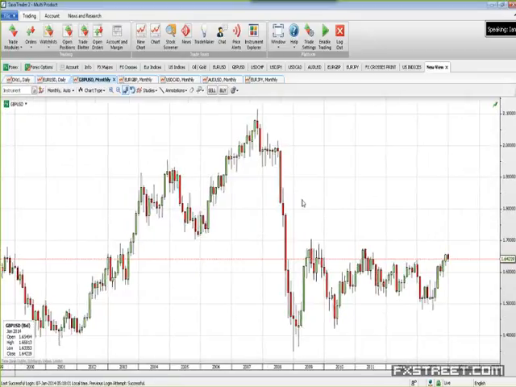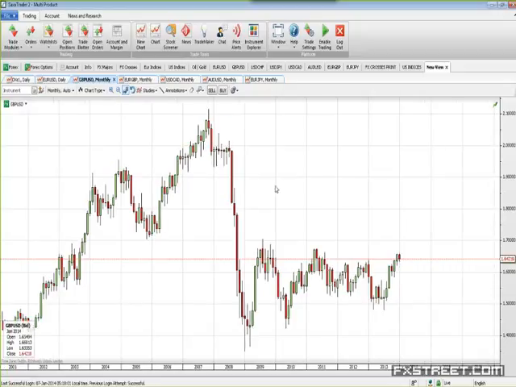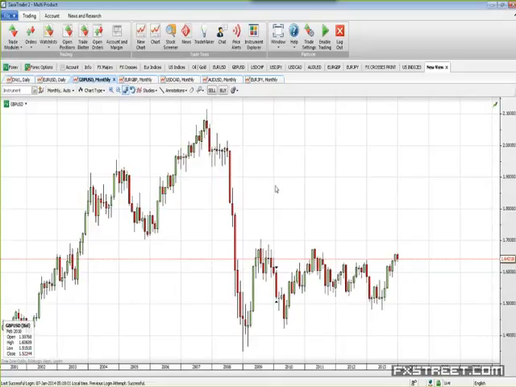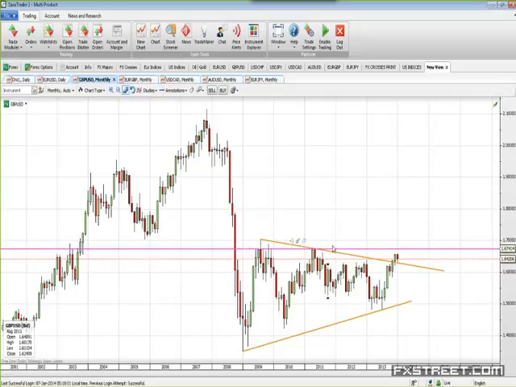Monthly chart, cable. Consolidating triangle formation has broken to the upside, which does look bullish on the face of it, but we've also got a previous area of resistance coming in here. Breaking down in shorter time frames.